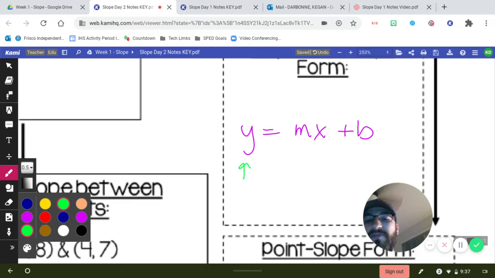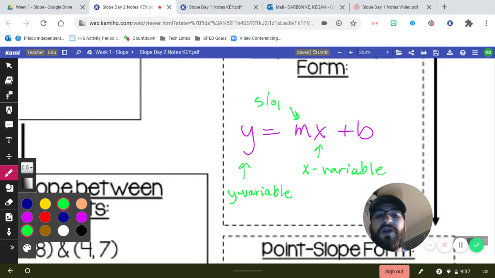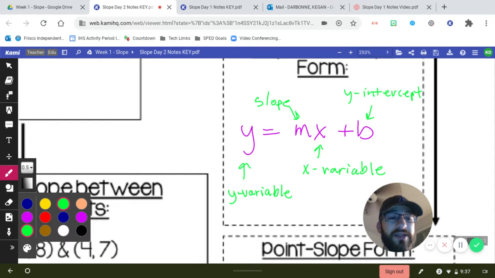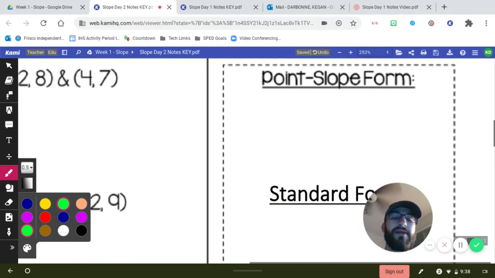So y, of course, being our y variable, x, of course, being our x variable, then m being slope. So we know all of those things. The new piece is b, which stands for our y-intercept. So we'll talk about this more when we get to graphing, but the y-intercept is where the line actually goes through the y-axis. Okay.